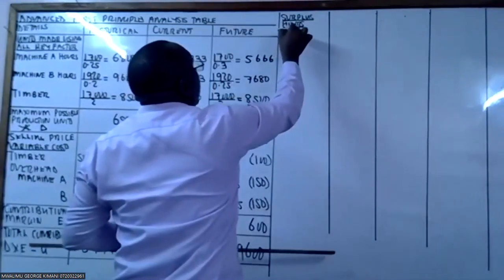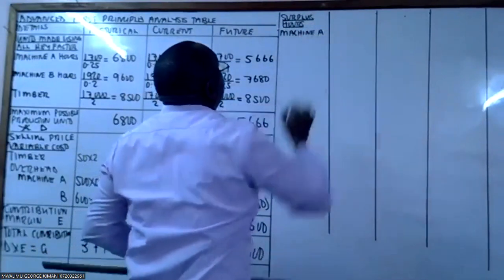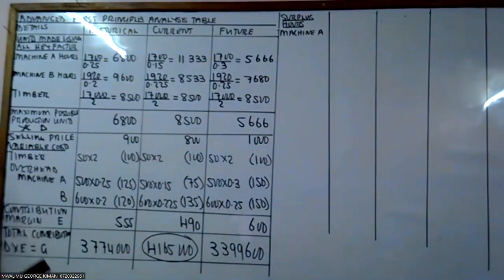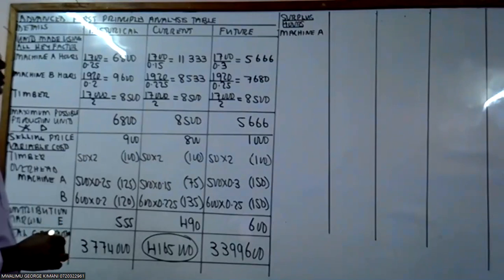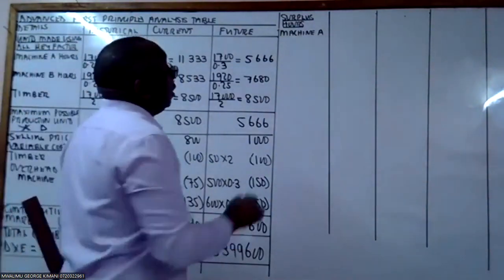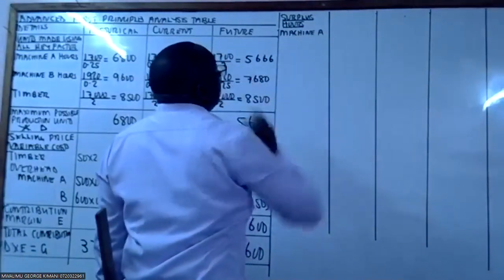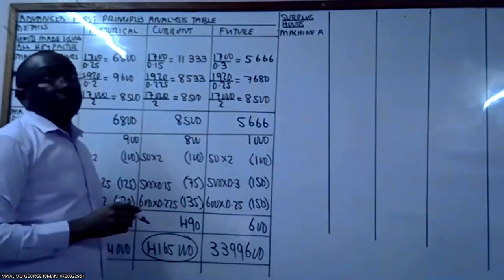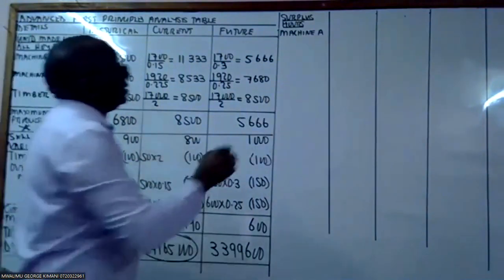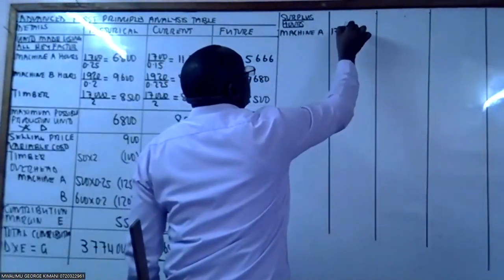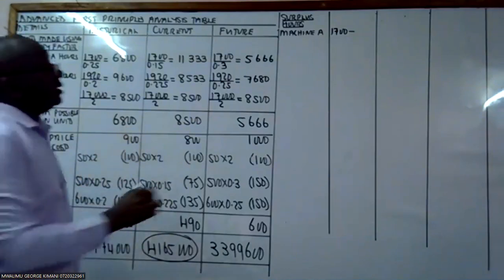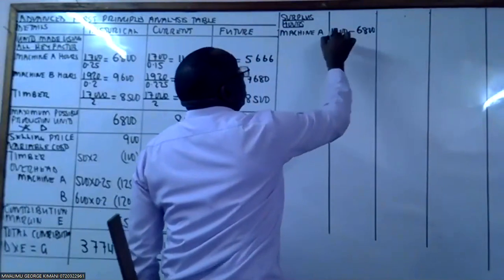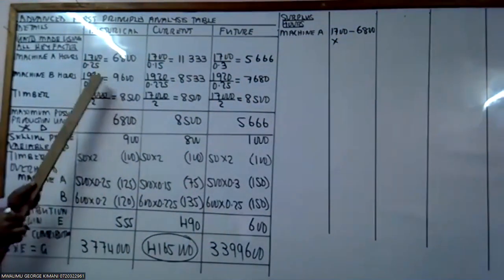So in the surplus hours, we start with the machine A. Machine A, the surplus will be like this. We have 1,700 hours. You minus, we said we are going to produce 6,800. Each is taking us 0.25.